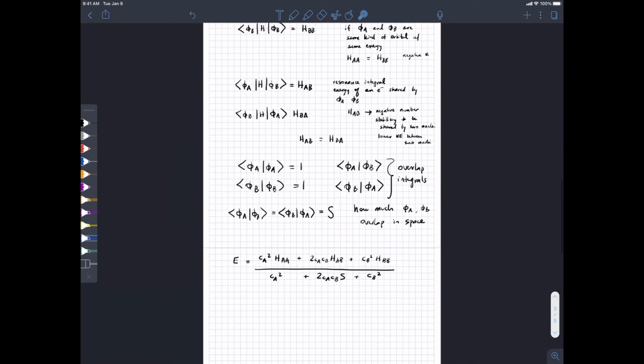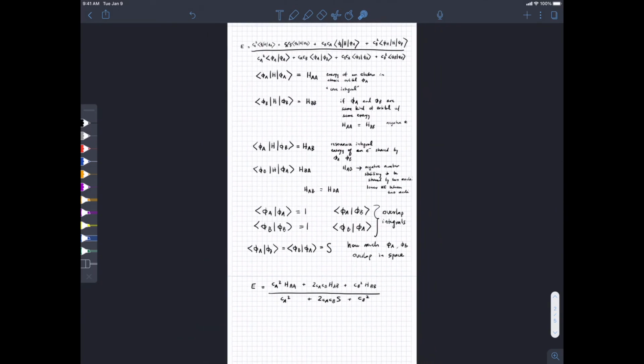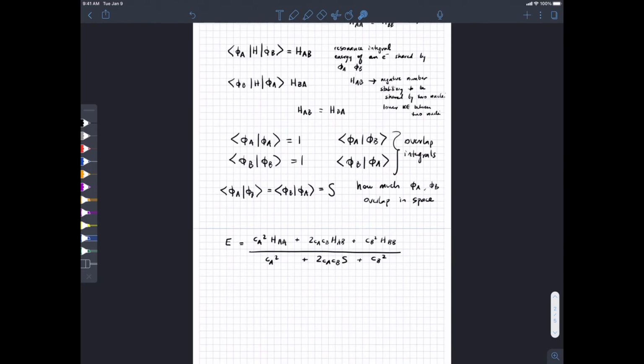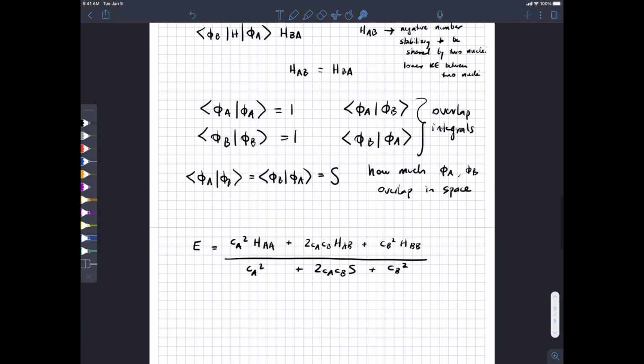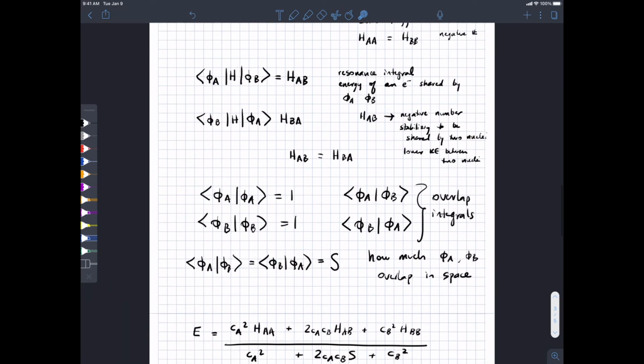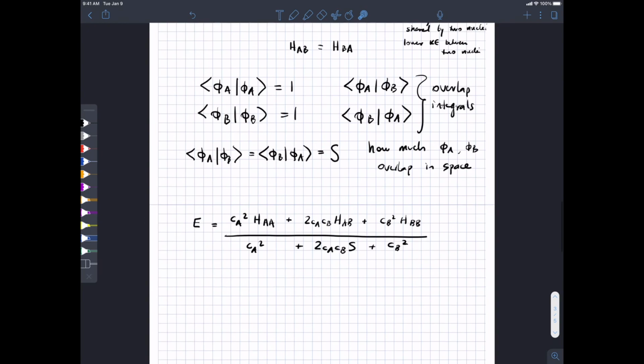Questions so far about definitions or anything you didn't quite get? Yeah. For the overlap integrals, is there constructive and destructive interference of them? Good question. Is there constructive and destructive interference? The answer is yes. We're going to get that when we solve the coefficients. There's going to be two solutions and one of them will be positive and one of them will be negative. What else?